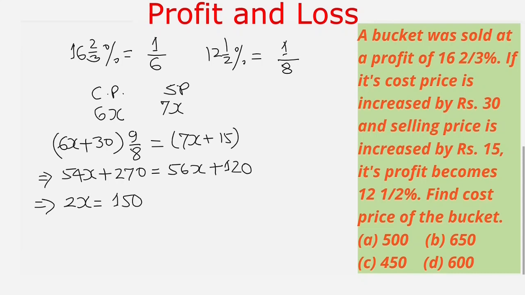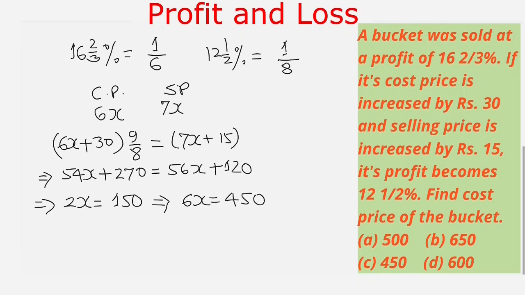If 2x equals 150, then our assumed cost price was 6x. Therefore 6x equals, we multiply both sides by 3, then 2x becomes 6x and 150 becomes 150 times 3, which is 450.